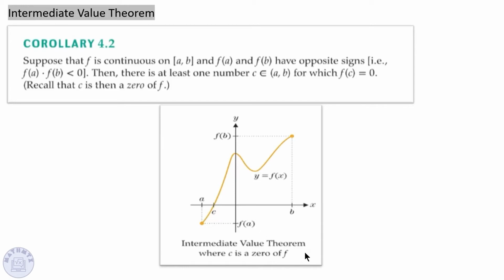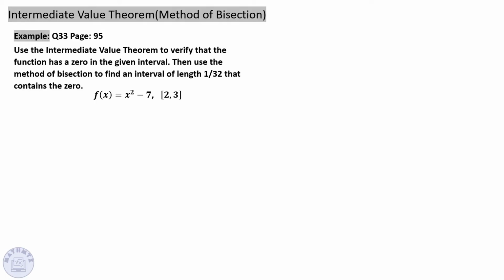Okay, let's try to understand this corollary more with an example. In this example, they ask us to use the intermediate value theorem to verify the function has a zero in the given interval. Then we need to use the method of bisection to find the interval that has the length 1 over 32 that contains the zero.